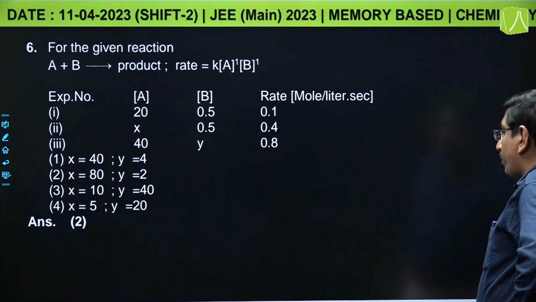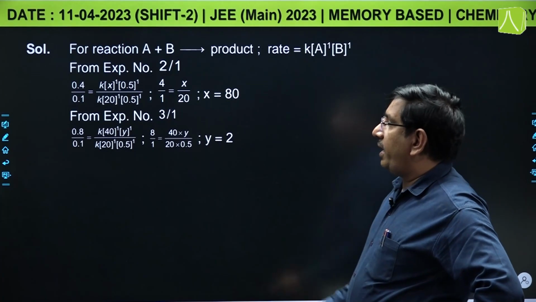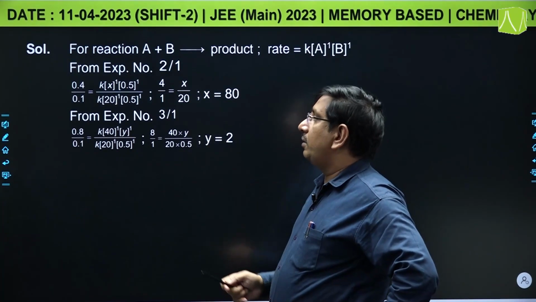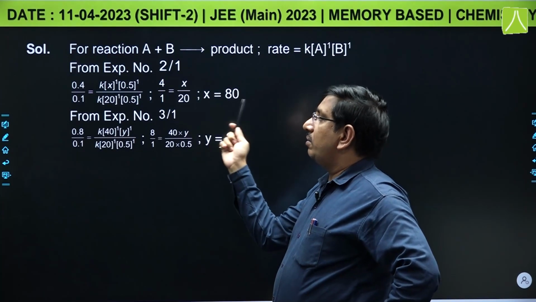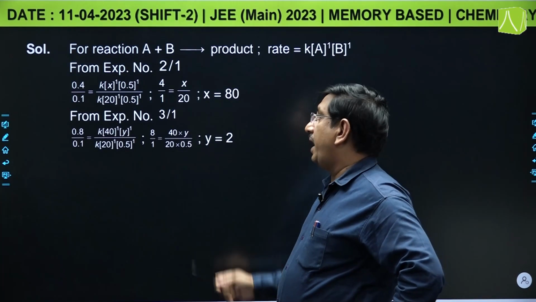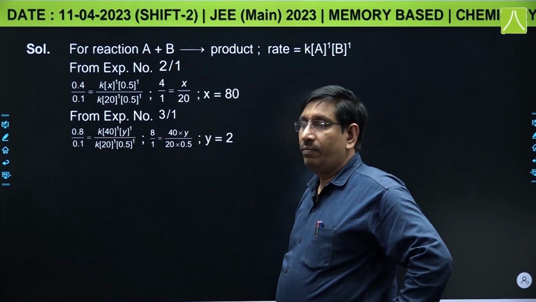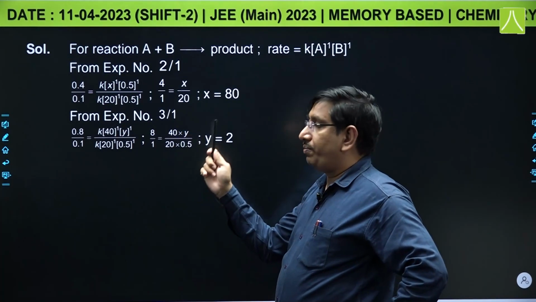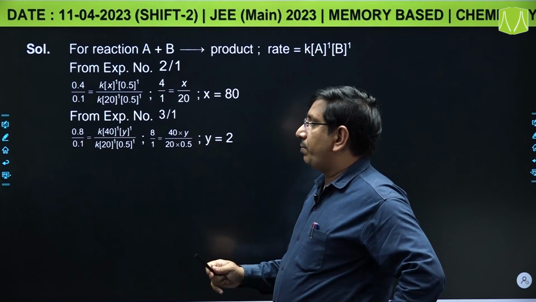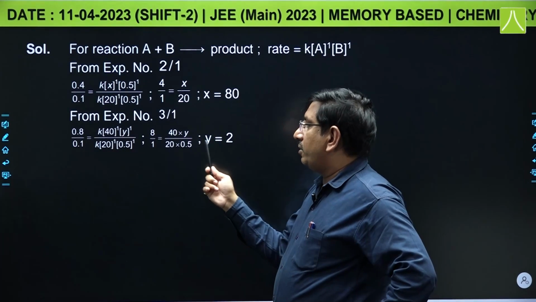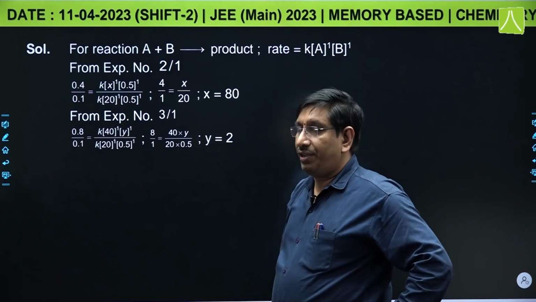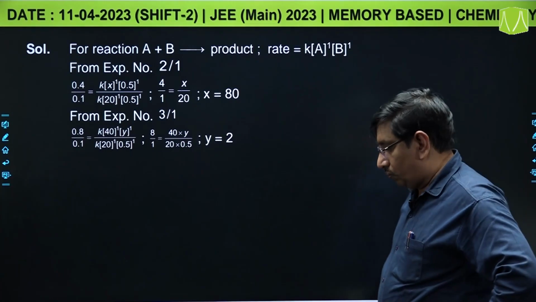Now, from experiments 1 and 2, if you divide the second experiment by the first experiment, then we will get the X value as 80. And from experiments 1 and 3, if we divide the third experiment data by the first experiment, then we will get the Y value as 2. So, here the X value is 80 and the Y value is 2.